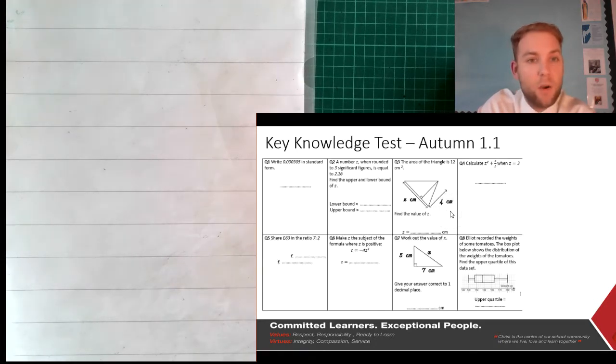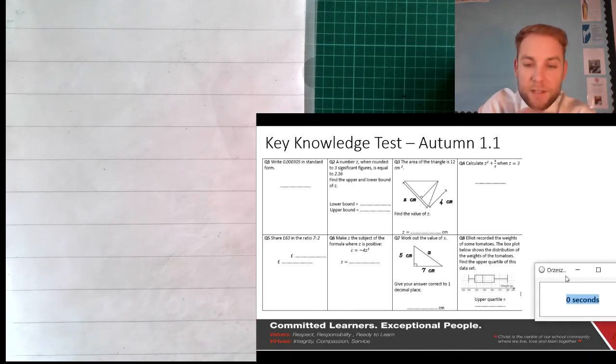Okay, so in front of you, you've got your key knowledge test printed out. Can you have a little go at that now? So there it is. You've got 5 minutes to do this. I'll put 5 minutes on the timer, and off you go.